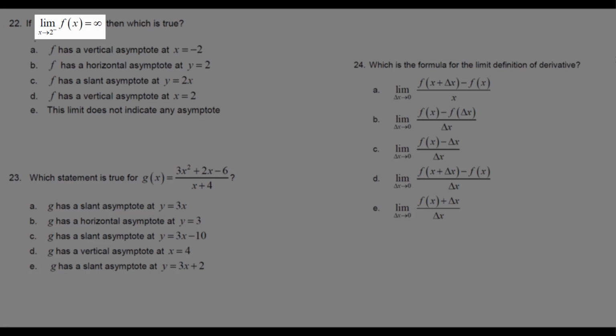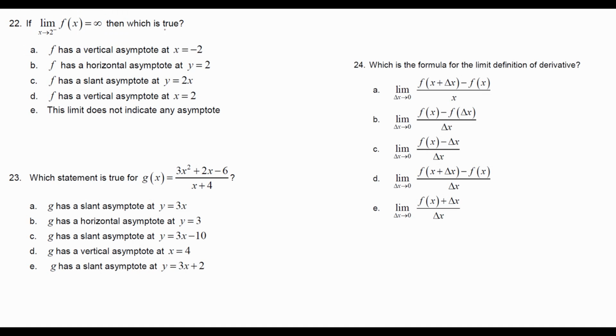Number 22. If the limit as x approaches 2 from the left of f of x equals infinity, then which is true? Well, then we have a vertical asymptote at x equals 2. So that is D.